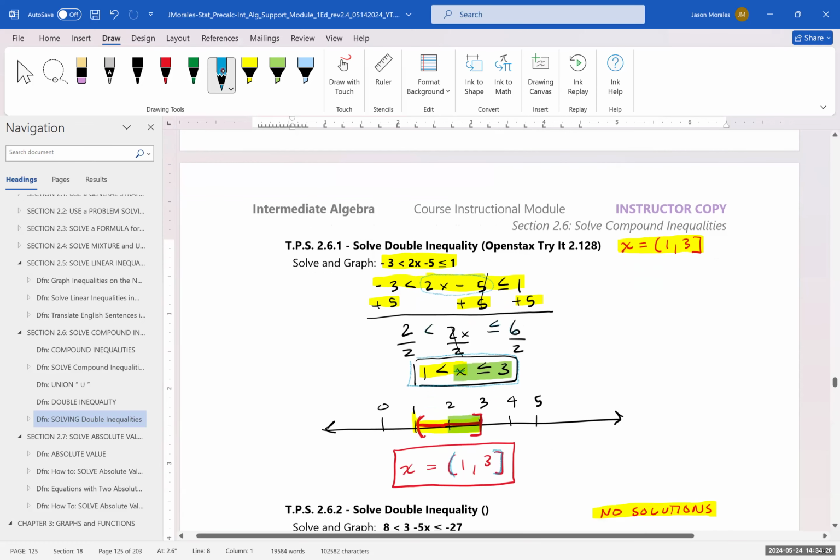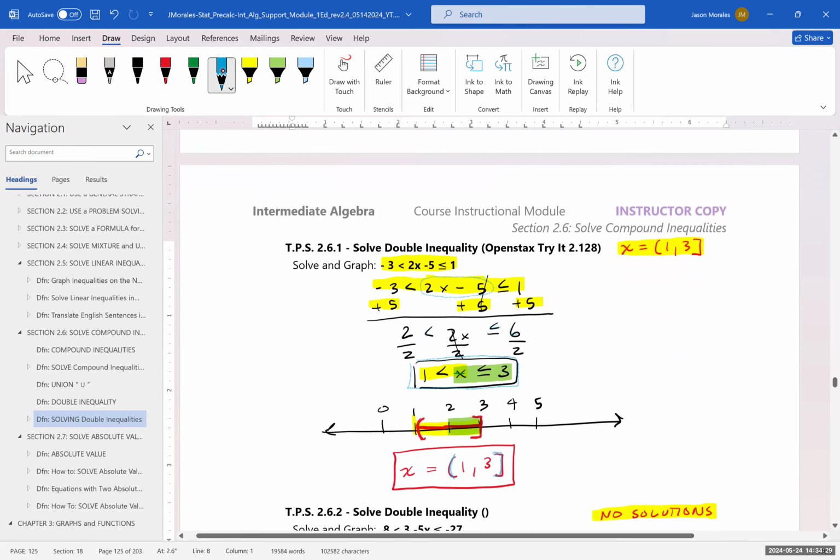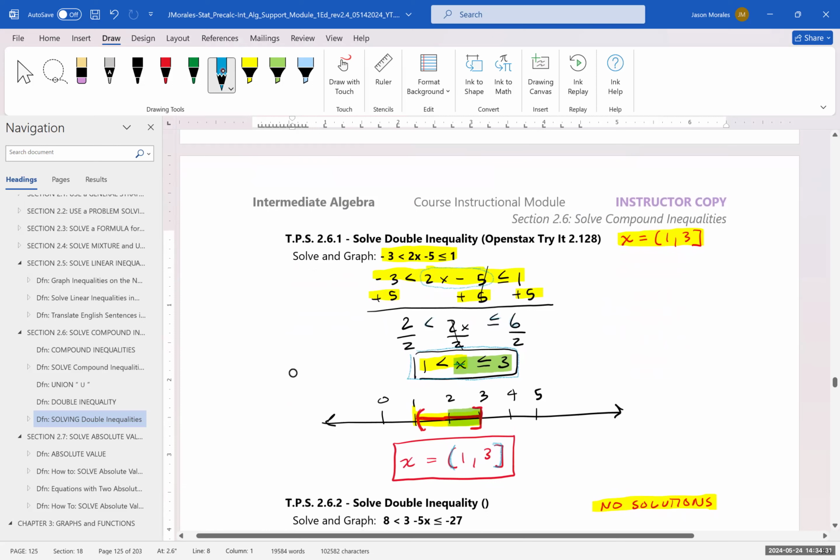All right, so now look at the next think pair share. This one has no solutions. Earlier, when I was explaining this, I realized that there was a typo. So right now in your problem, make sure that this number is correct. Yours might say 33 in that spot. Make it negative 27. If you make it negative 27, your answer should be no solutions. All right, so go ahead and pause and resume when you're ready.